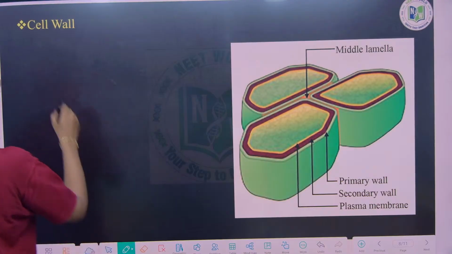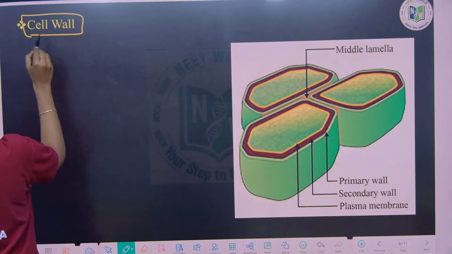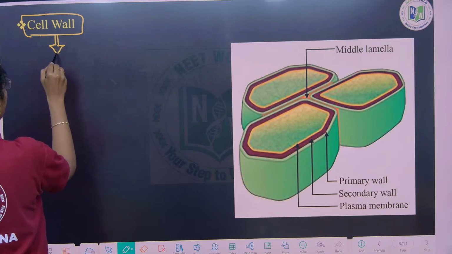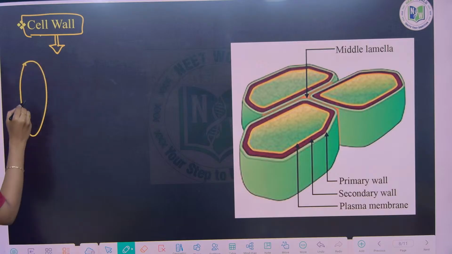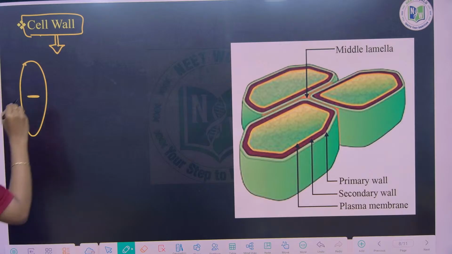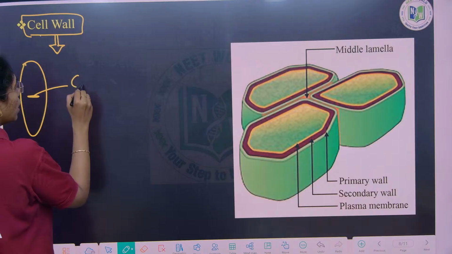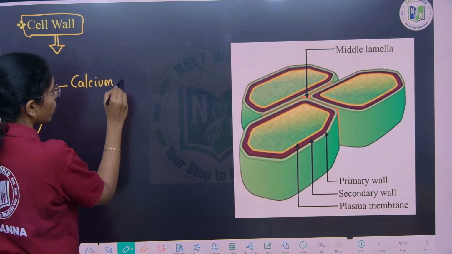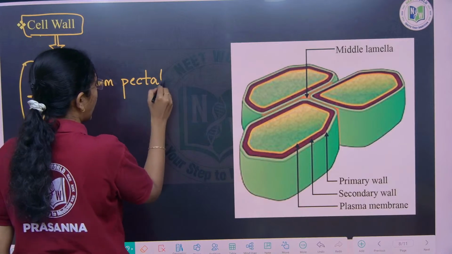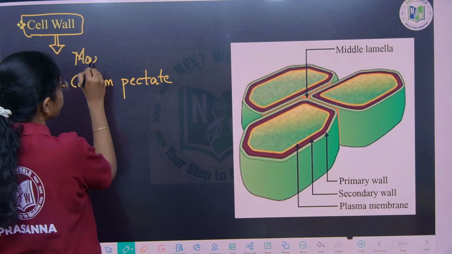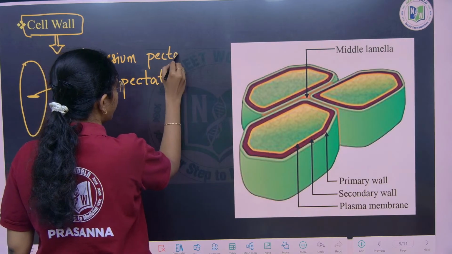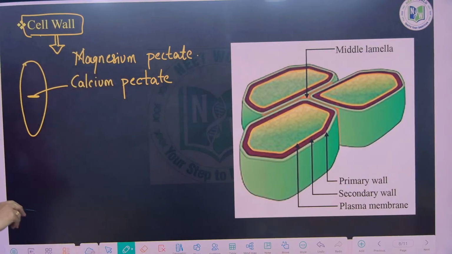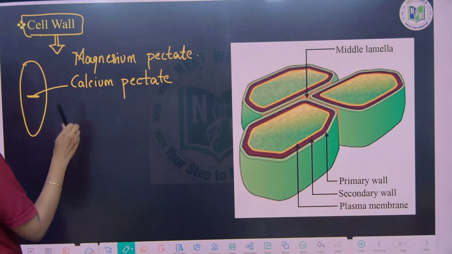First, we have seen the composition of a plant cell wall. At the beginning, during cytokinesis, at the center first there is a small layer which is developed, which is rich in calcium pectate and magnesium pectate. This layer is known as middle lamella.